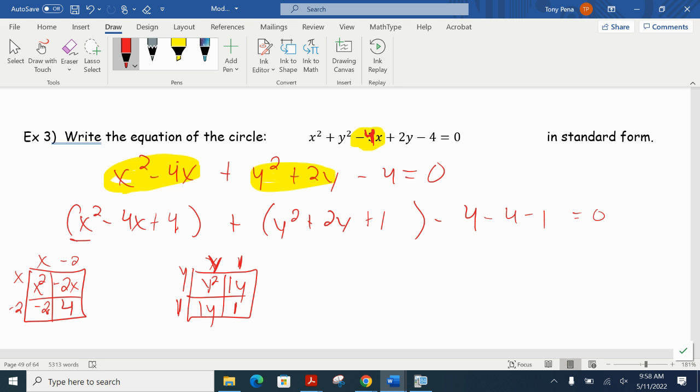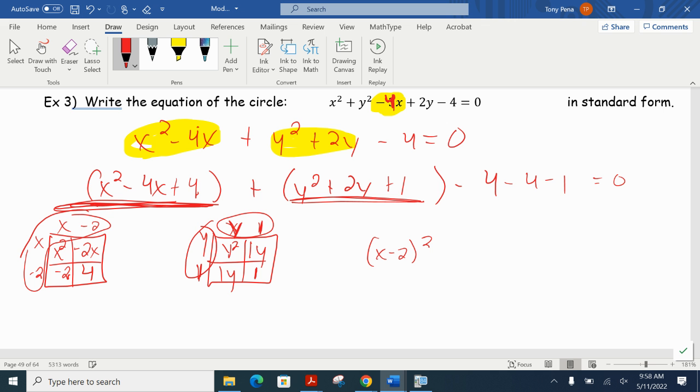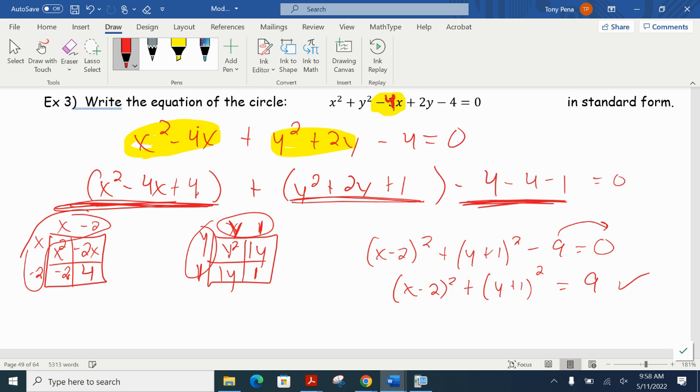Okay? So this guy here is just this x minus 2 times an x minus 2. So we're going to write that as x minus 2 squared. This one here we wrote as y plus 1, y plus 1. So that becomes a y plus 1 squared. When we combine these, this should have given us a negative 9. And then our final standard form step is to take that negative 9. You would have moved him over by adding it over. This is your standard form.